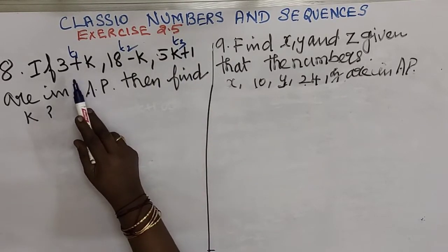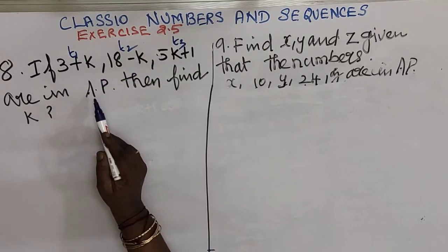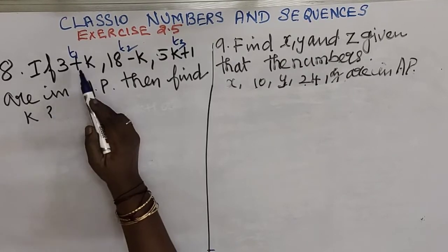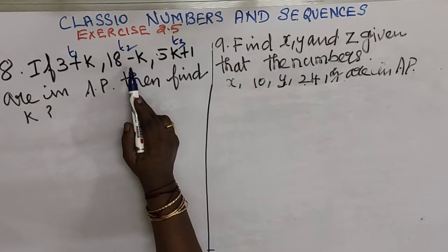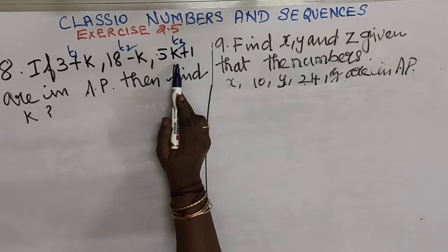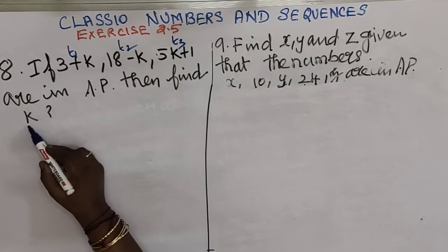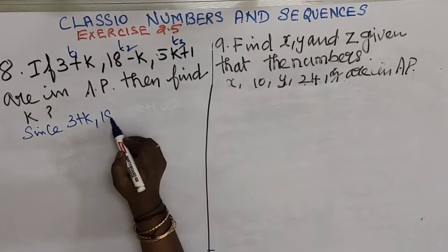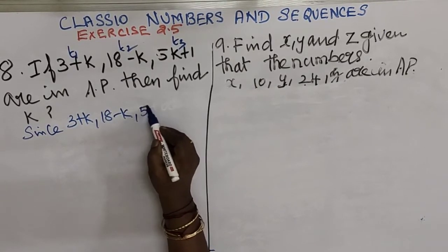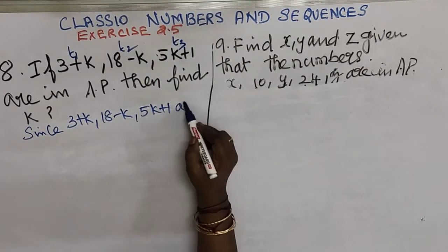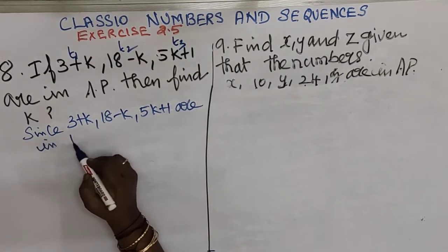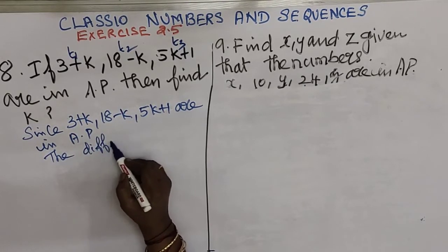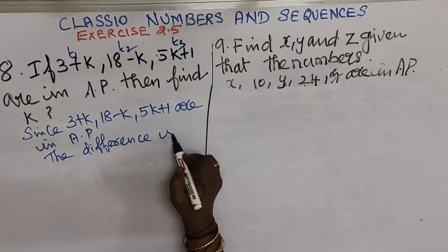The next sum: if 3 plus k, 18 minus k, 5k plus 1 are in AP, then find k. Given that these terms are in AP, the difference is always common. This is T1, this is the second term T2, this is the third term T3. Since they are in AP, the difference is the same.